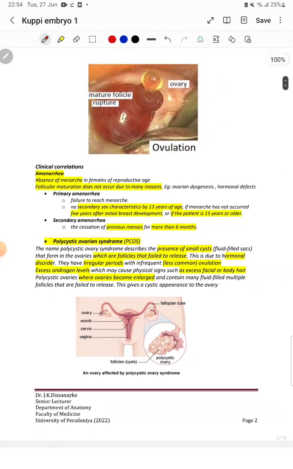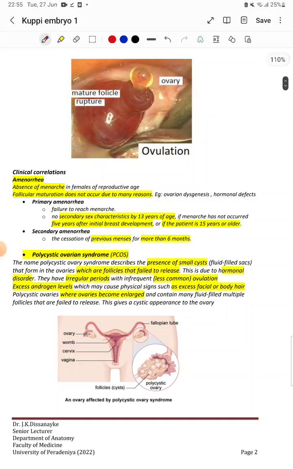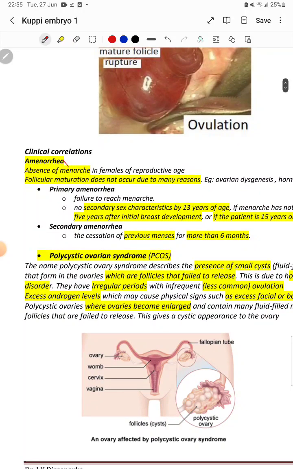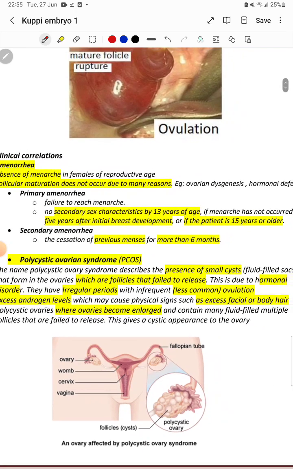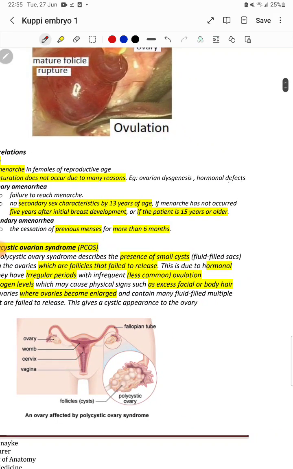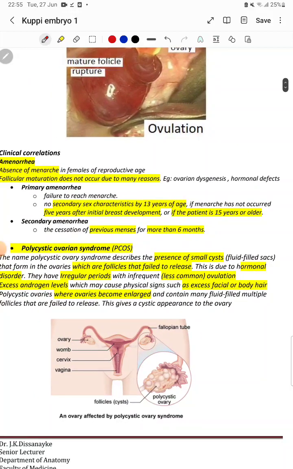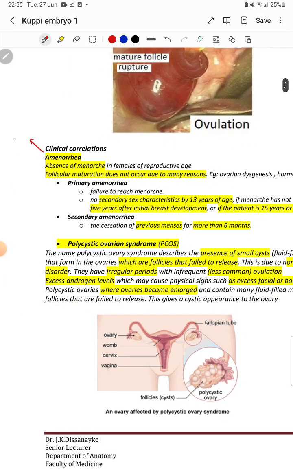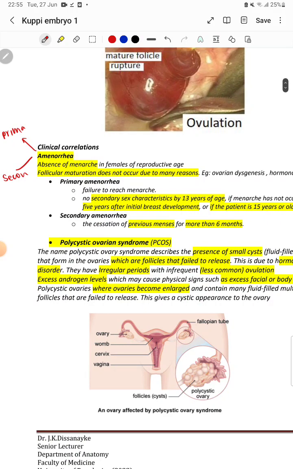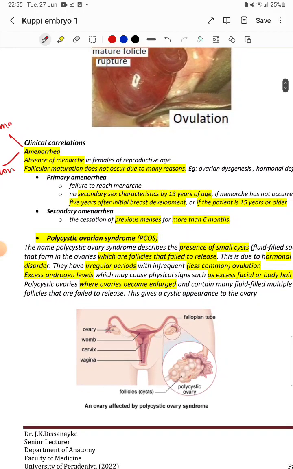Typically speaking, you could have abnormalities. Menarche may not occur, and this gives you amenorrhea. It's because follicular maturation doesn't occur, and this can happen for many reasons, for example ovarian dysgenesis, a problem with the structure, and maybe hormonal defects as well. You have two types, so you can split this into primary and another one known as secondary. Primary means that there's absolutely no menarche at all. You have not reached menarche, you have never gotten a period.